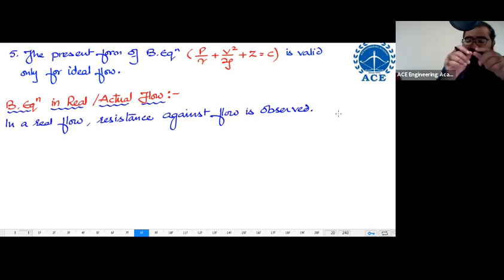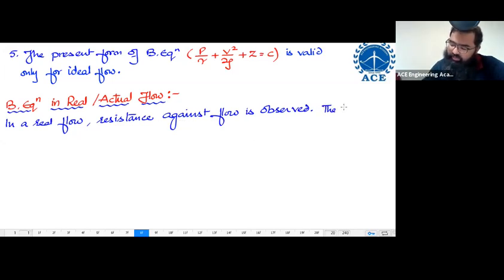Whenever these resistances are encountered, the fluid will say, chalo jaldi jaldi aage badho, give some amount to these people and let us move forward. That amount the fluid is giving is not desired by the fluid. Since it is not desired, but still he is giving, that is why it is called loss. In a real flow, resistance against flow is observed.